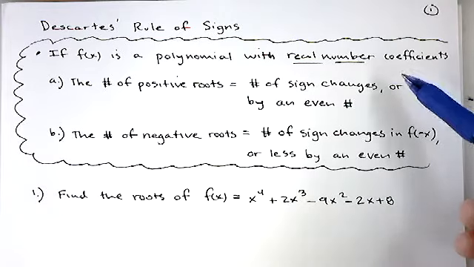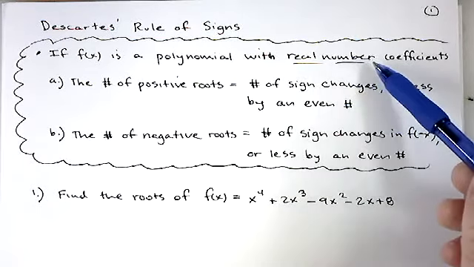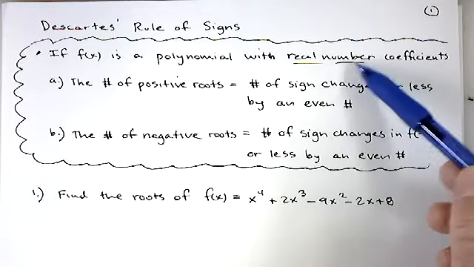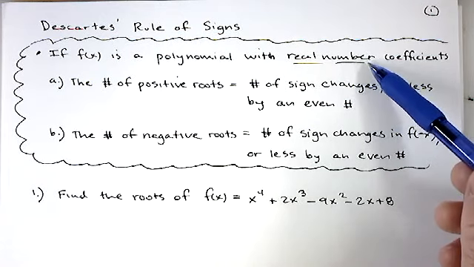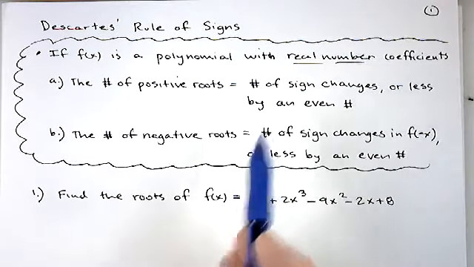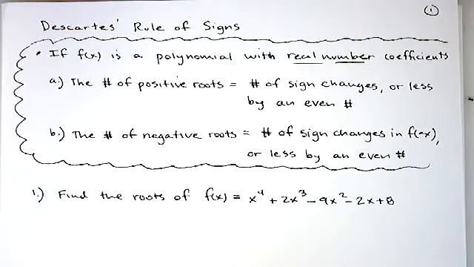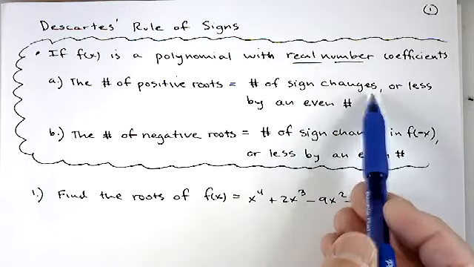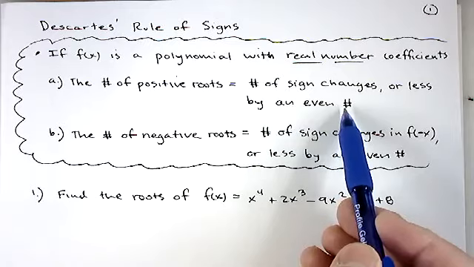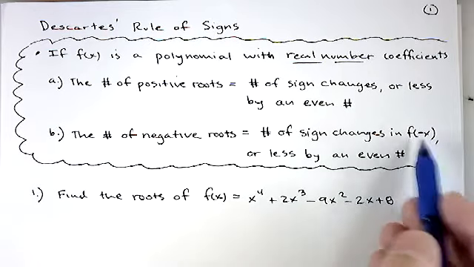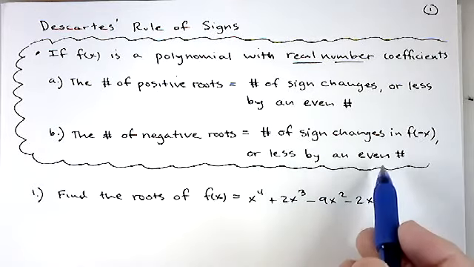So what it says is if f of x is a polynomial with real number coefficients, now this is even more lenient than the rational root theorem. Real numbers means you could have irrational coefficients, so you could have square roots, stuff like that. Any real number coefficient, the number of positive roots that that polynomial will have is either equal to the number of sign changes you get in your function or less than that by an even number. And then the number of negative roots is equal to the number of sign changes in f of negative x or less by an even number.